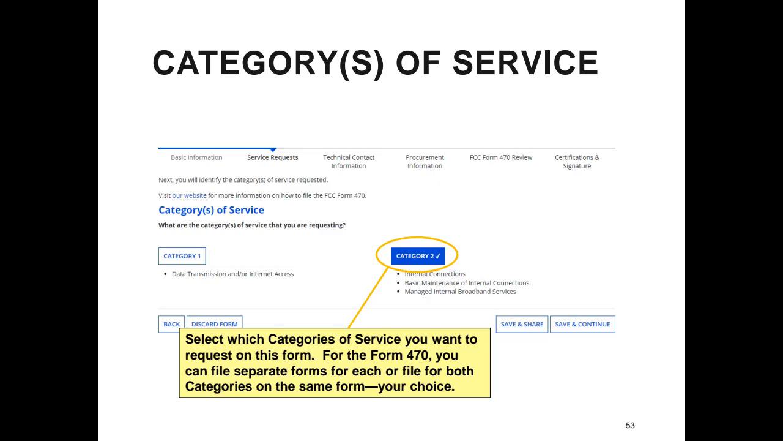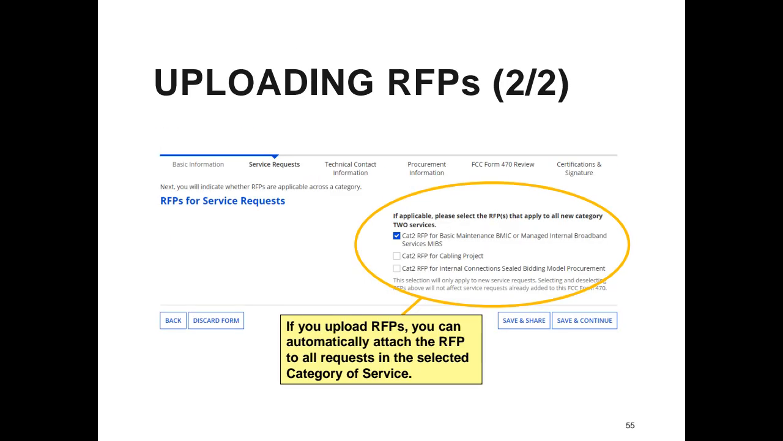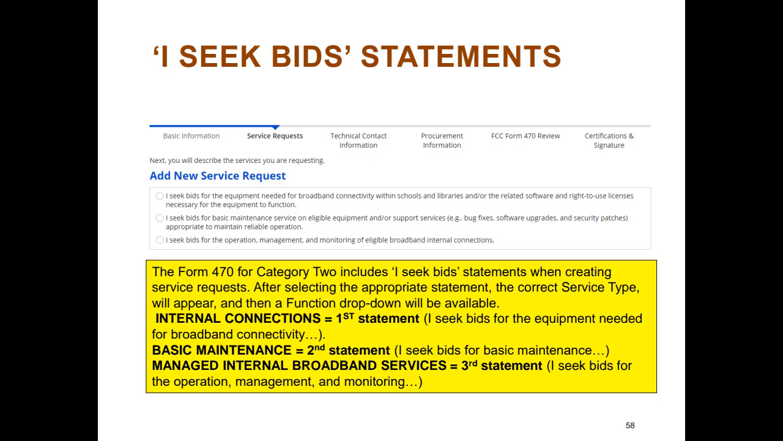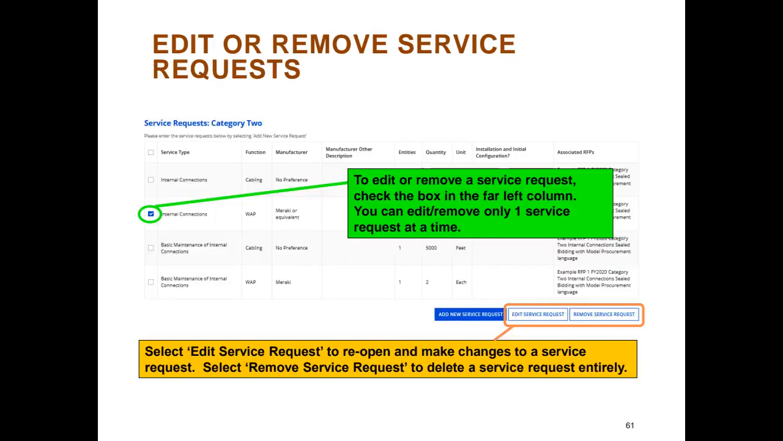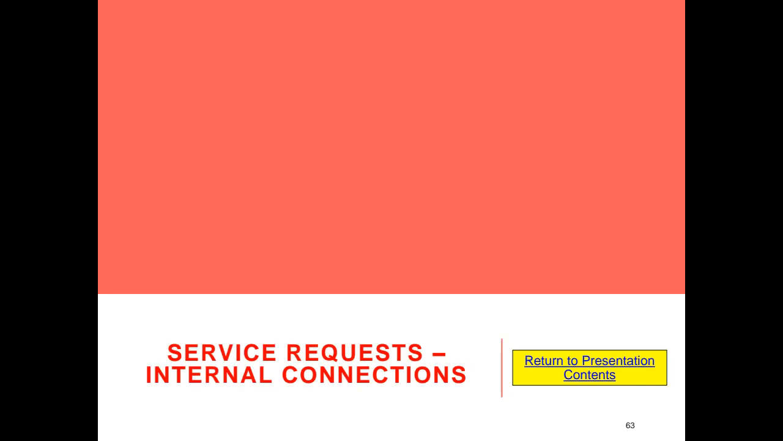We've got a section for indicating the category, uploading RFP documents, and then we've got some general navigation information about adding service requests. So I'm going to skip past this because I want to get to a section to show you some of the examples that are in these slides. Skipping ahead here. And these are all available for reference later.